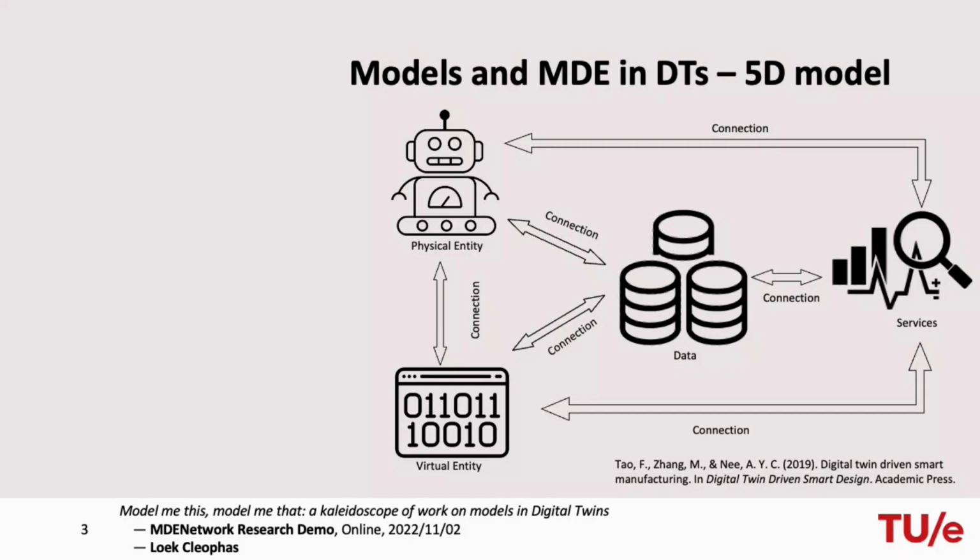Then there's the data being produced and processed by either physical entity, virtual entity, or both. And there are services on top of all of this. Services relating to the physical system, but also services related to the virtual entity, and therefore services related to this whole digital twin setup. And as a fifth element, we have the connections between these various elements.